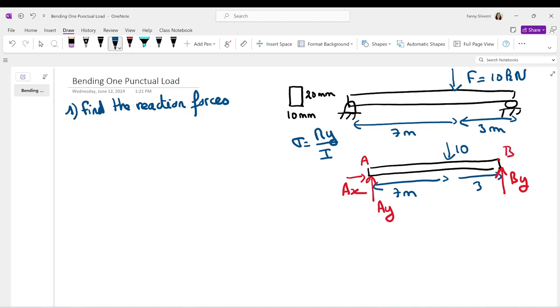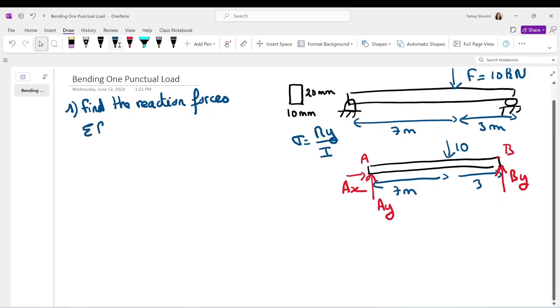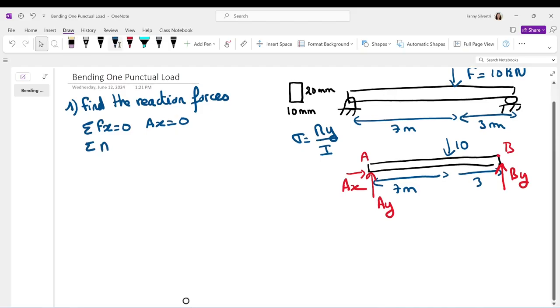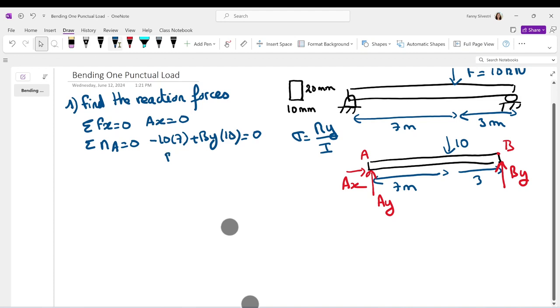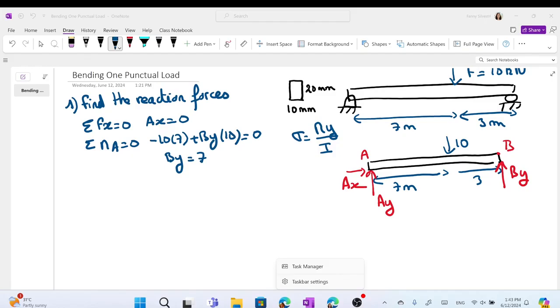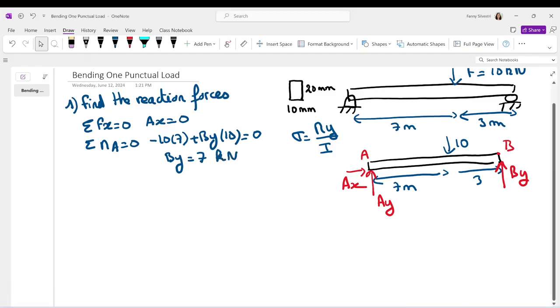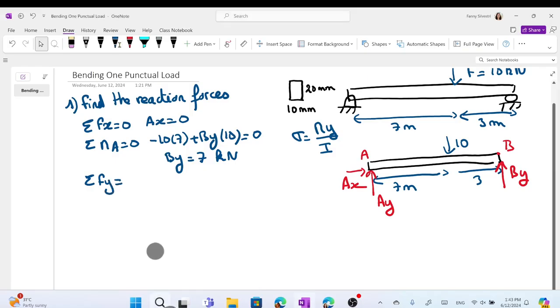So to find the reaction force, you can do sum of the forces on x equals 0, and we have AX equals 0. And we can do sum of the moment about A equals 0. So we get minus 10 times 7 plus BY times 10, the total distance, equals 0. And we found BY, that should be 7, because we have 10, 10, very easy. Kilonewton.